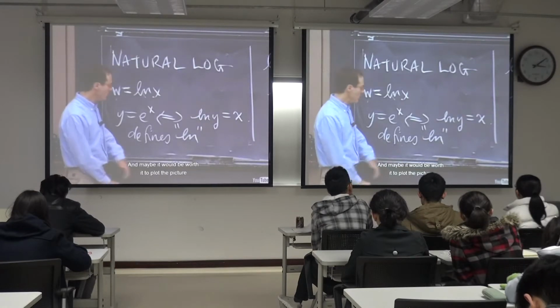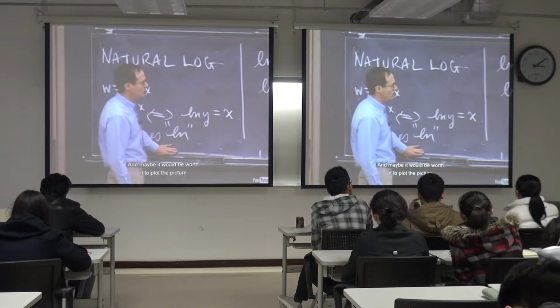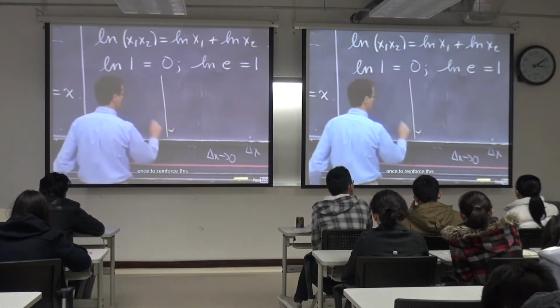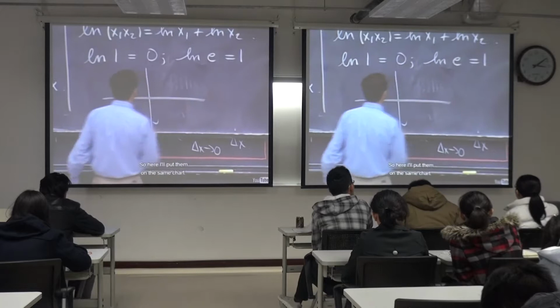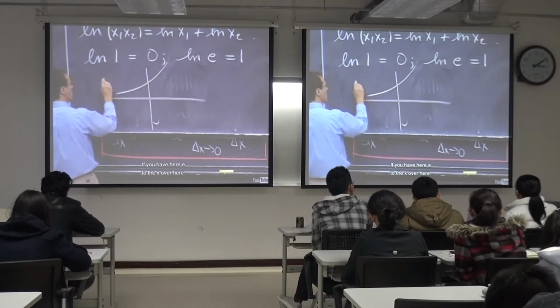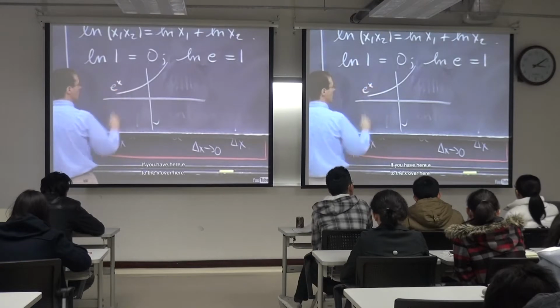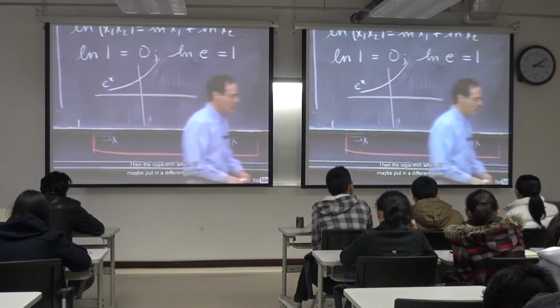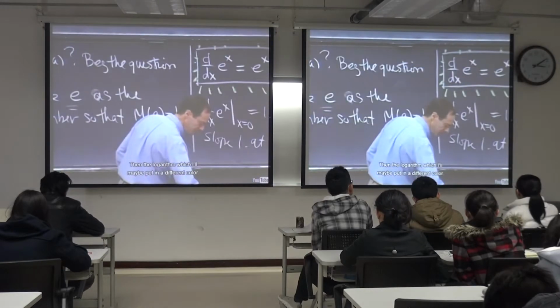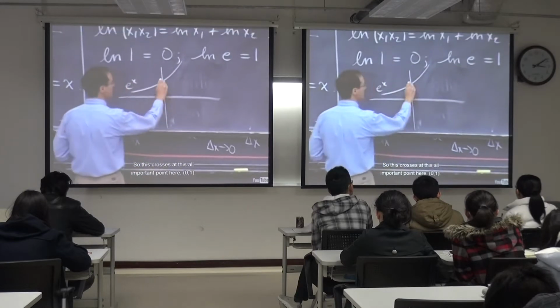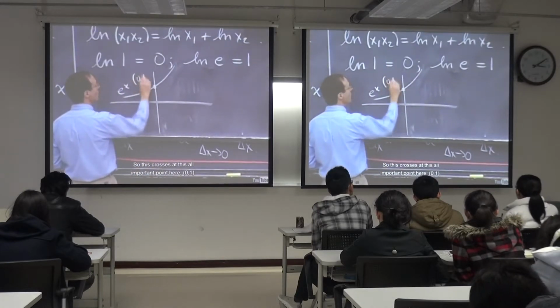And maybe it would be worth it to plot the picture once to reinforce this. So here I'll put them on the same chart. You have here e to the x over here, it looks like this. Then the logarithm, which I'll maybe put in a different color. So this crosses at this all important point here, 0, 1.